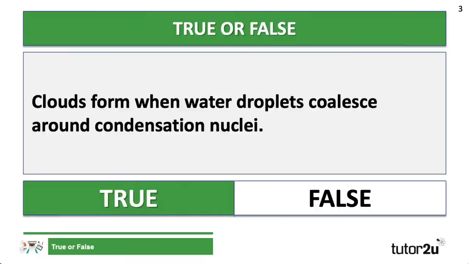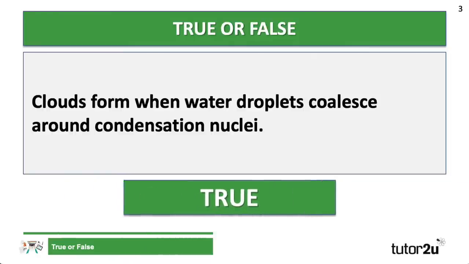Next up, we have this statement. Clouds form when water droplets coalesce around condensation nuclei. I'll read that one again. Clouds form when water droplets coalesce around condensation nuclei. What do you think? I can see the first 10 or so answers are true for this one. John, are they right? Yes, absolutely, they are right.